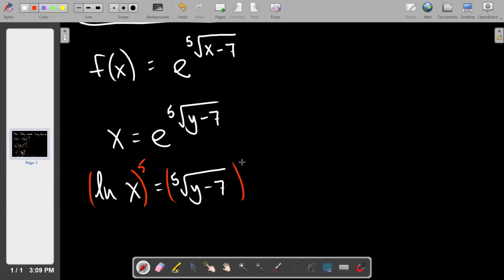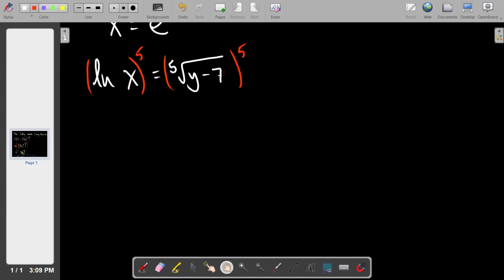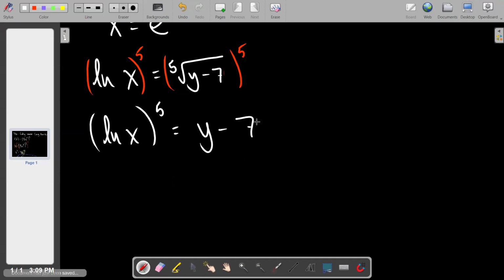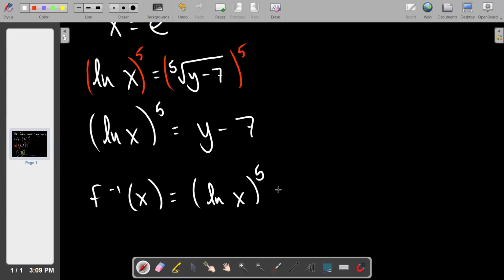And then, of course, when we raise this side to the 5th power, what happens? They just cancel out, right? And so we're in a really good spot now. So we have the natural log of x raised to the 5th power is equal to y minus 7. And then basic algebra kicks in and you realize we're done. So our final answer in this case would be that f inverse of x has got to equal the natural log of x raised to the 5th power plus 7.